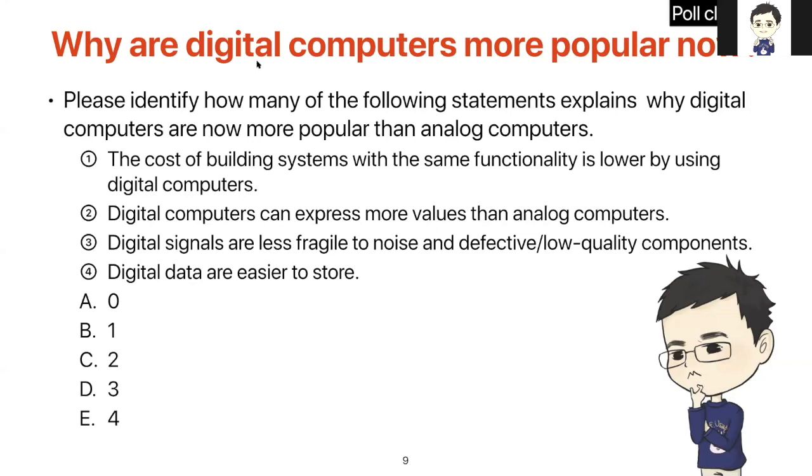Okay, so right now, according to my screen, 11% of you think it's A, 11% of you think it's B, 20% of you think it's C, 17% of you think it's D, and 41% of you think it's E. So it looks like the most popular answer is E.